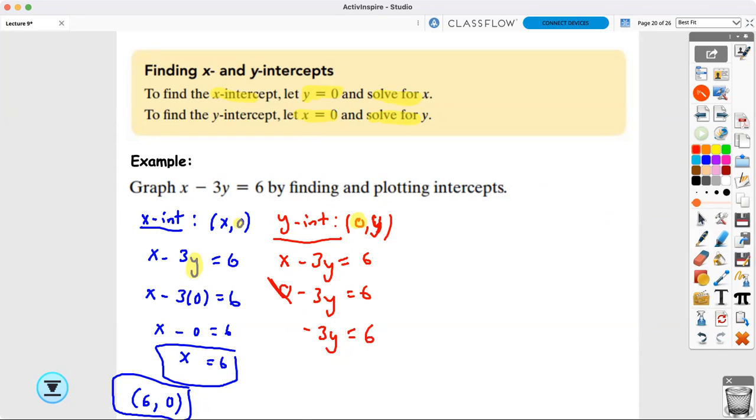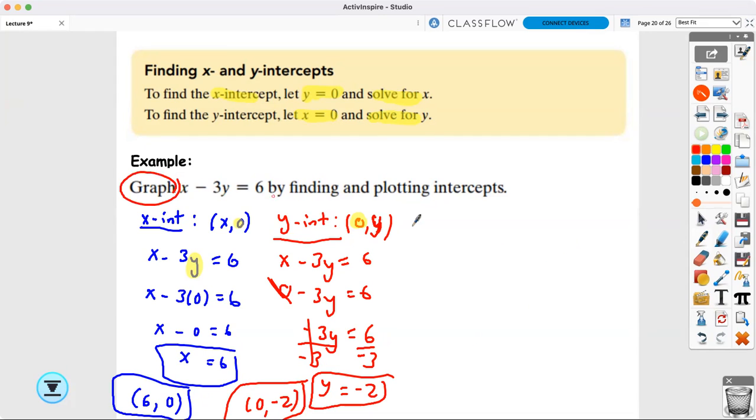Well, how do I get Y by itself? How do I move the negative 3? Division. We're going to divide by negative 3, correct? So then the negative 3's cancel, and we get Y equals 6 divided by negative 3, which is negative 2. As an ordered pair, it'll be (0, -2), and we're done.